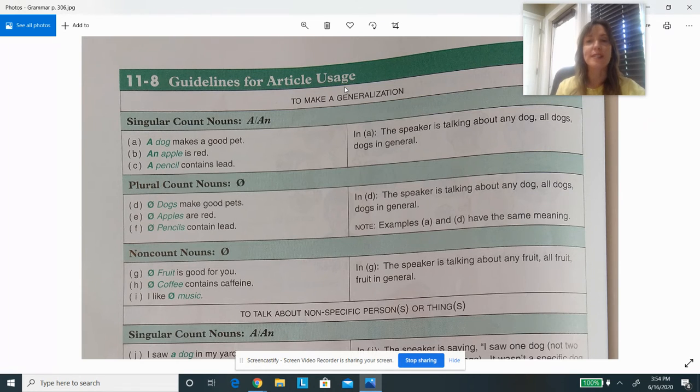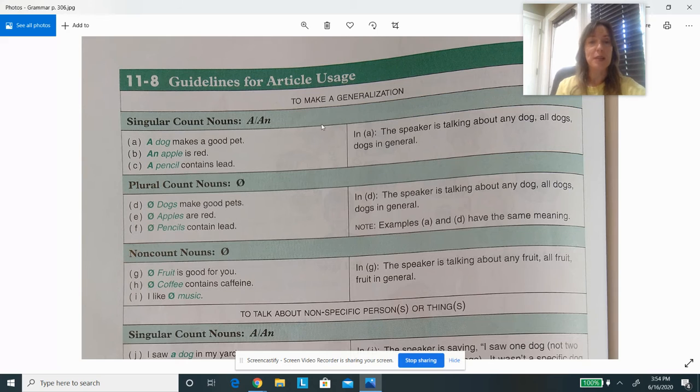Articles are the words a, an, or the. So we have to talk about in which situations do we use those articles and a few other modifiers or not use them at all with nouns. So first we're going to talk about making a generalization. So when you speak generally, you are talking about usually facts or habits.